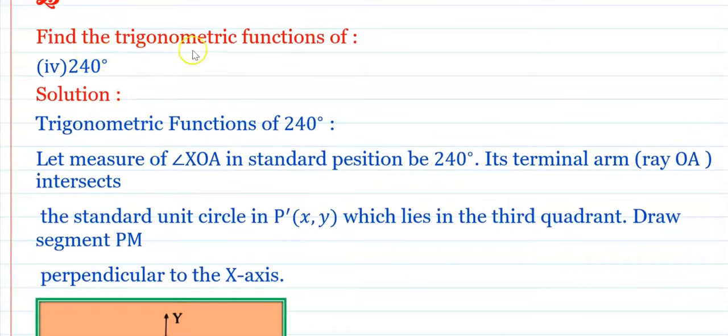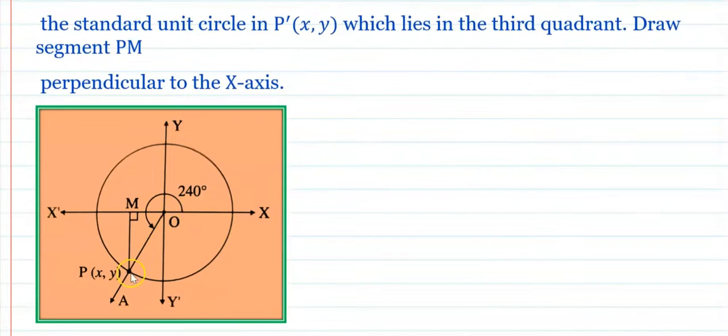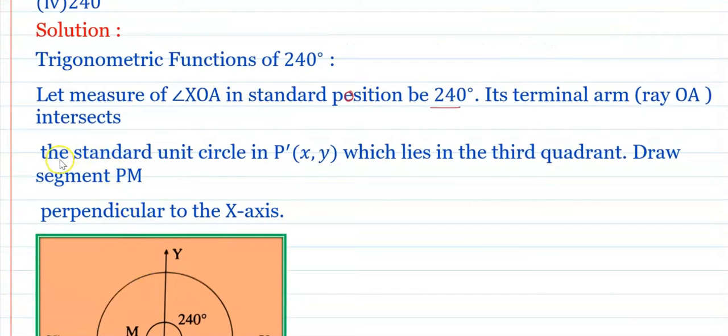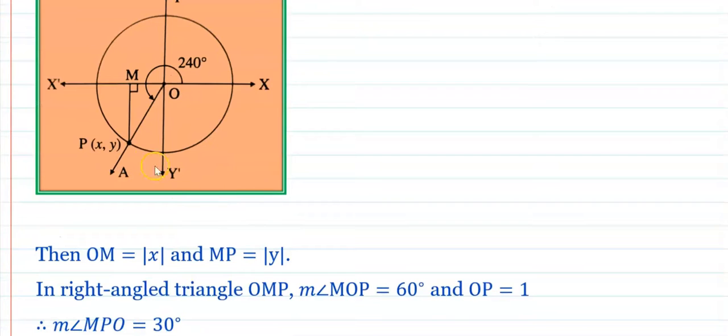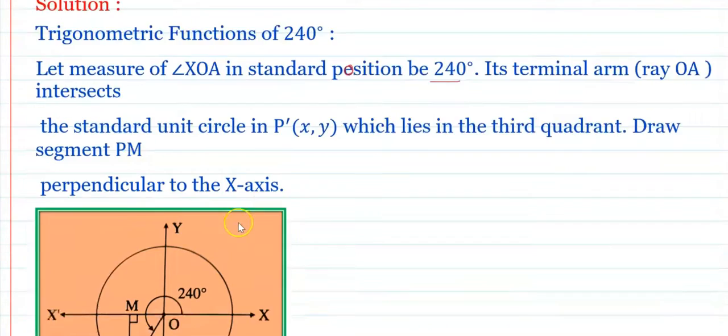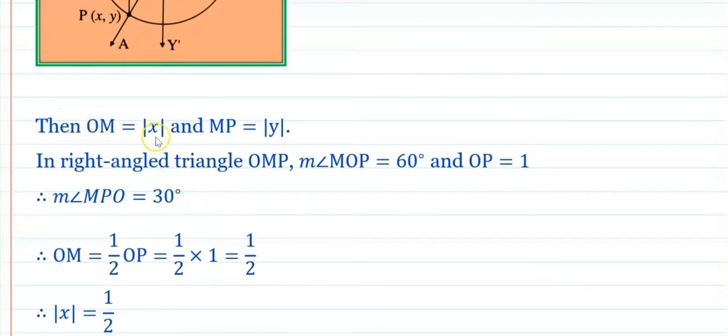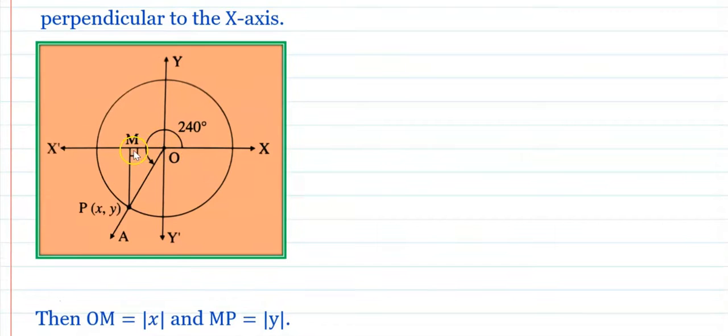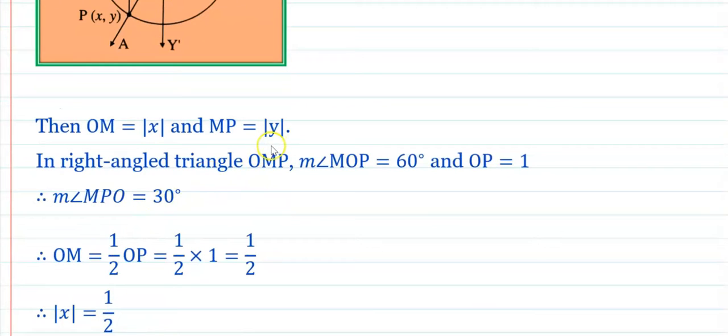Now the next. Find the trigonometric functions of 240. Let the measure of angle XOA in standard position be 240. Its terminal arm OA intersects the standard unit circle at the point P, whose coordinates are (x, y), which lies in the third quadrant. Draw PM perpendicular to the x-axis. Now OM is equal to x. This OM distance is equal to x and PM is equal to y.